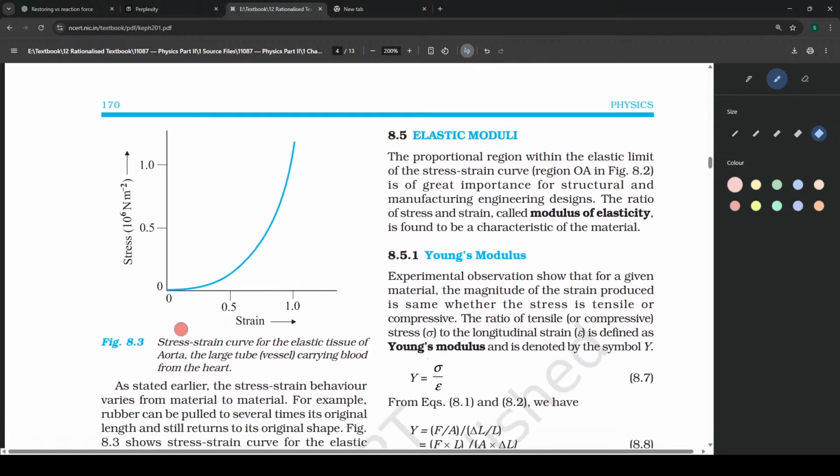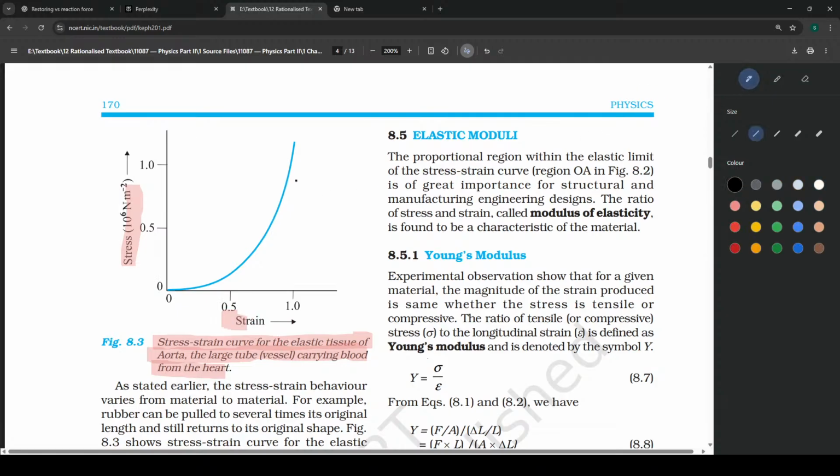This is the stress strain curve for elastic tissue of the aorta, the large tube vessel carrying blood from the heart. This is basically the largest artery's stress strain curve. Okay, this is stress and this is strain.